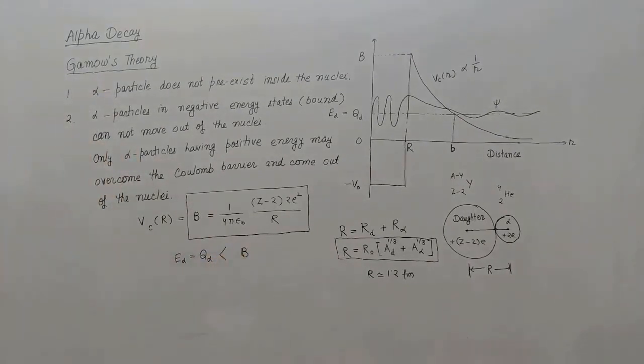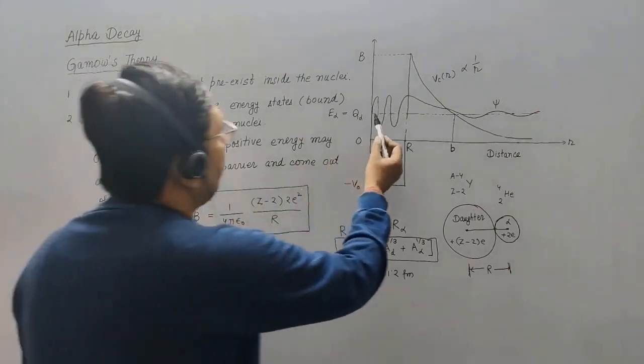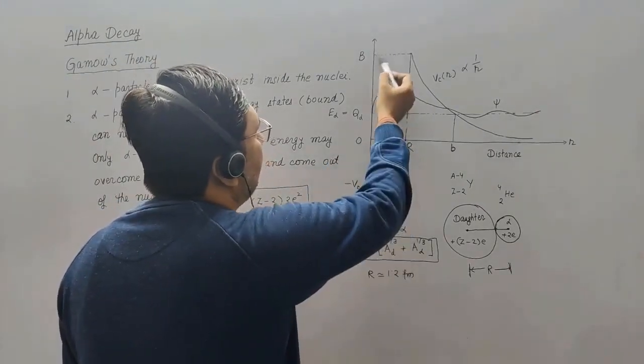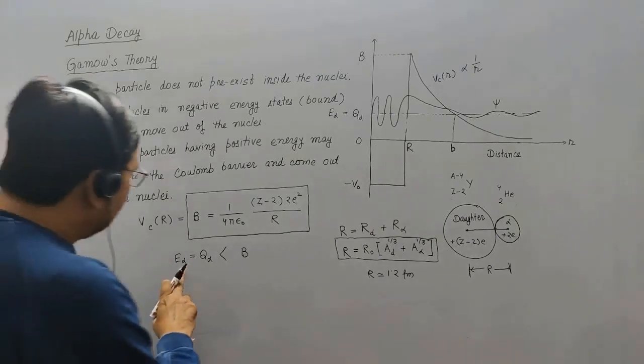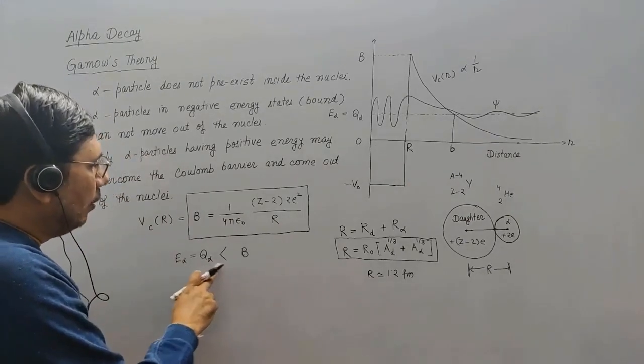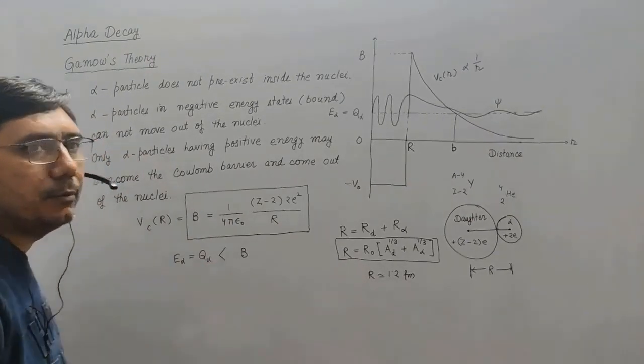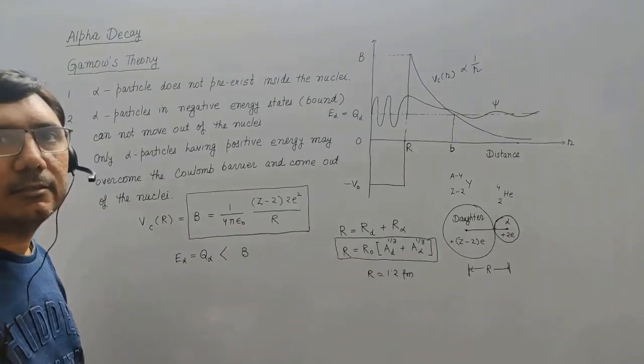Here this energy is less than B. Here this is Q alpha, and this is B. So this Q alpha is less than B. This Q alpha is roughly equal to 4. Basically, this energy Q alpha is 4 MeV, so this energy is less than this barrier potential, the Coulomb barrier potential. So classically this alpha particle, whose energy is less than the barrier potential, cannot cross the barrier.